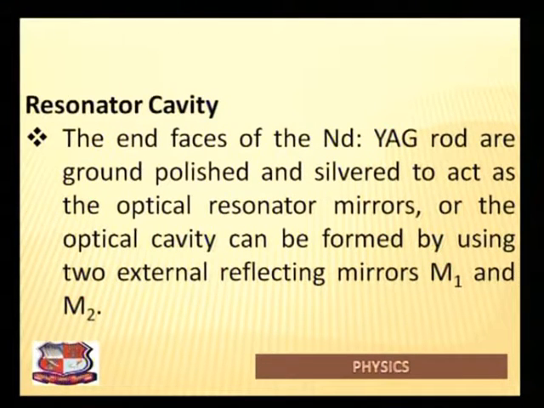Resonator cavity. The end faces of the Nd-YAG rod are ground, polished and silvered to act as optical resonator mirrors, or the optical cavity can be formed by using two external reflecting mirrors, M1 and M2.